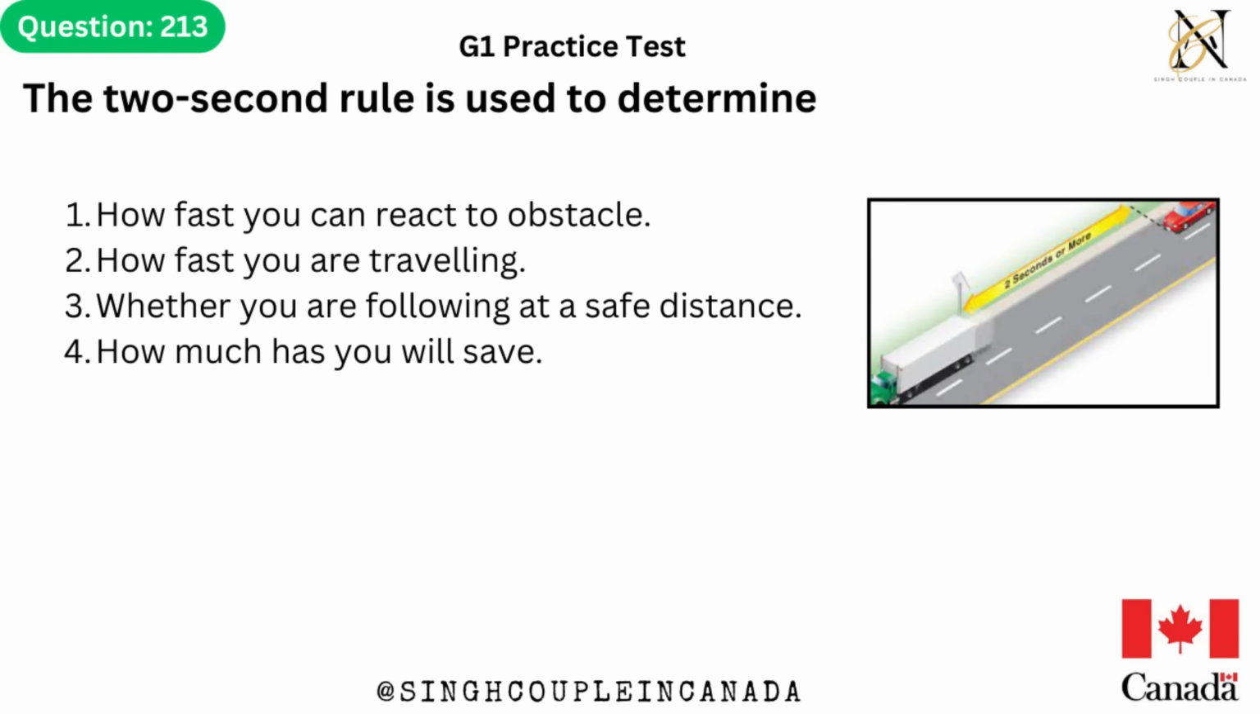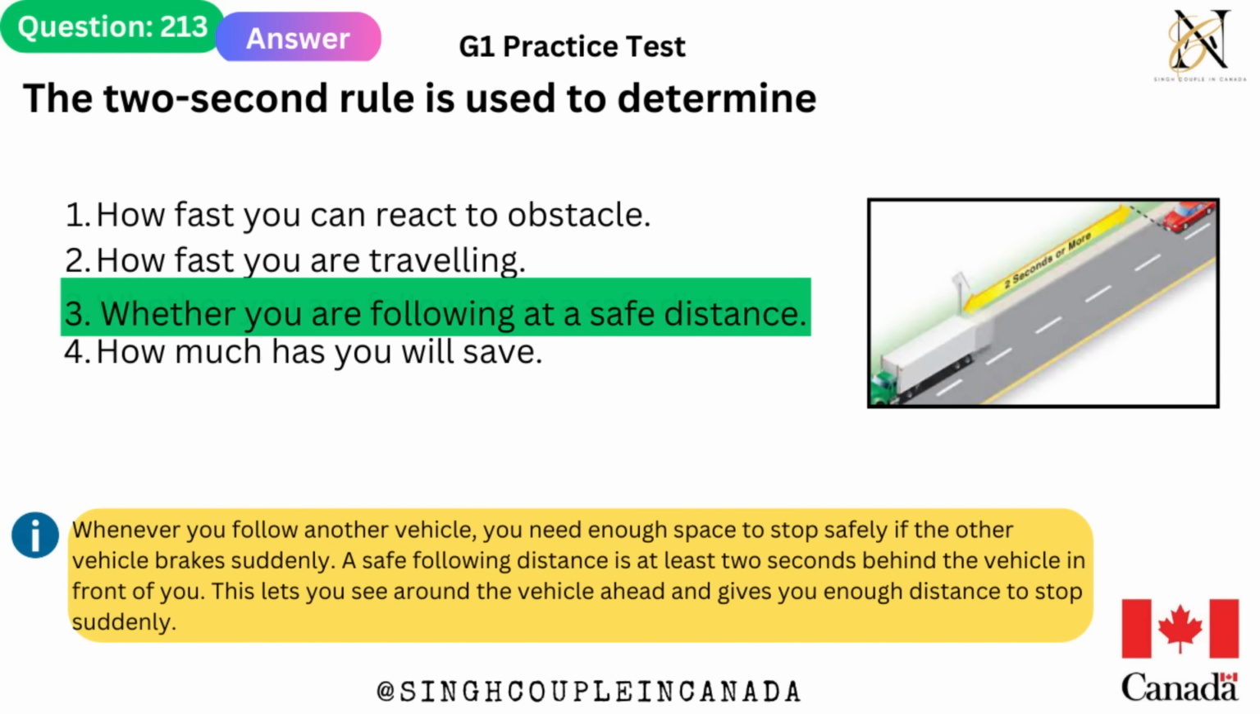The 2-second rule is used to determine: 1. How fast you can react to an obstacle. 2. How fast you are traveling. 3. Whether you are following at a safe distance. 4. How much gas you will save. The answer is 3. Whether you are following at a safe distance.